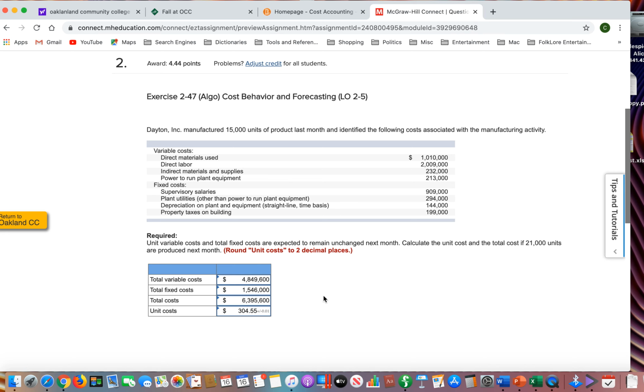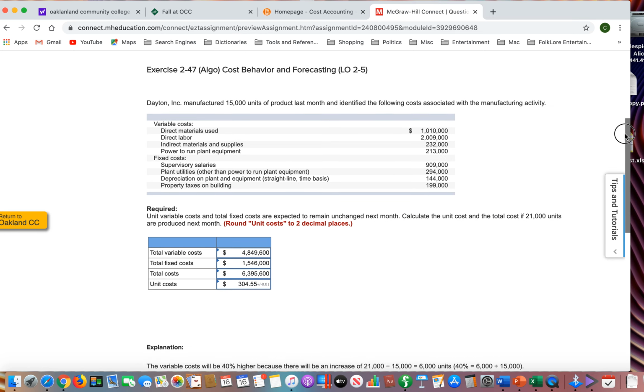So what's the total cost at 21,000 units? Add these two numbers up. The variable cost and the fixed cost is your total cost. And then divide that by 21,000 and you'll get this number here, the unit cost. Okay?